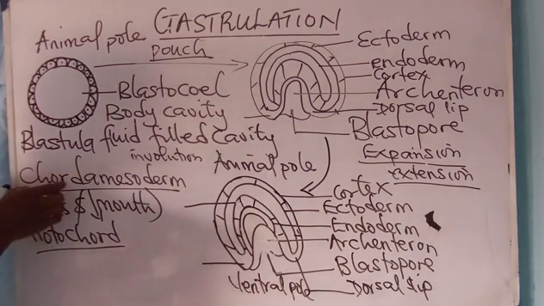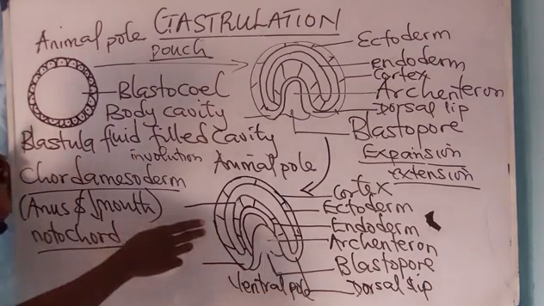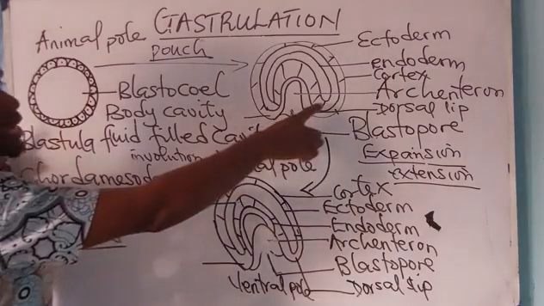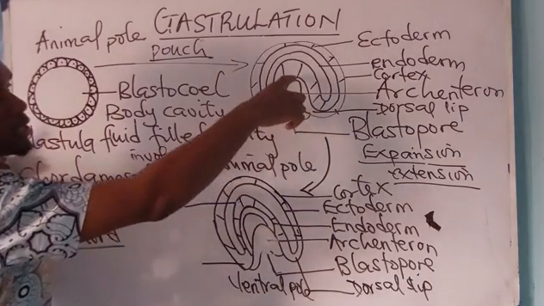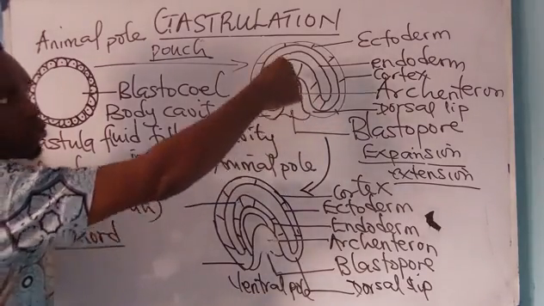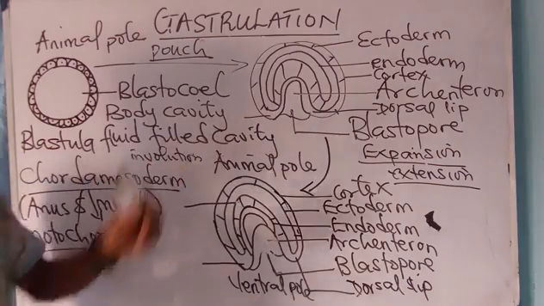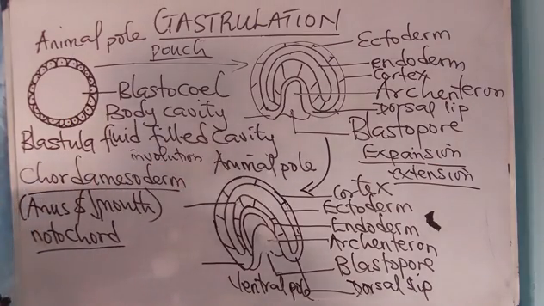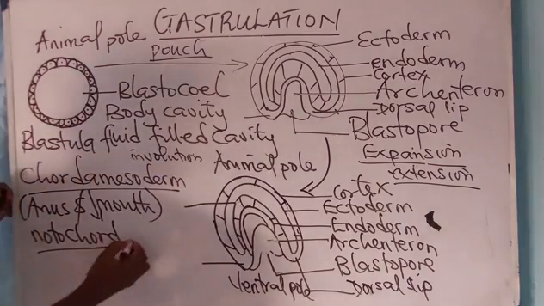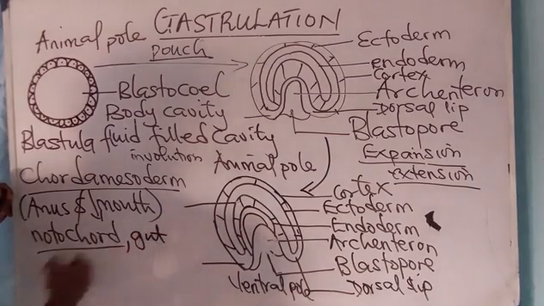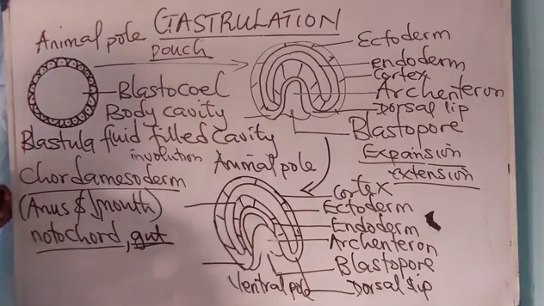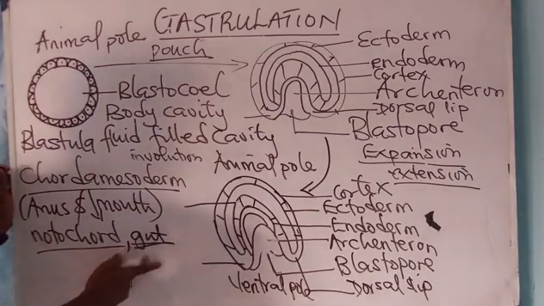Now, this same chordamesoderm, on the roof of the archenteron, you have what? The mesoderm. All right, that is on the roof of the archenteron. You have what? The mesoderm. The mesoderm has the ability to actually give rise to what? Guts. All right, gut. That is gut. Take note of that.